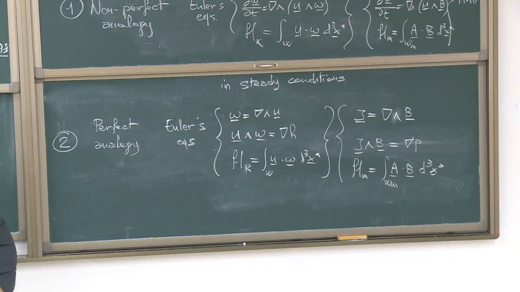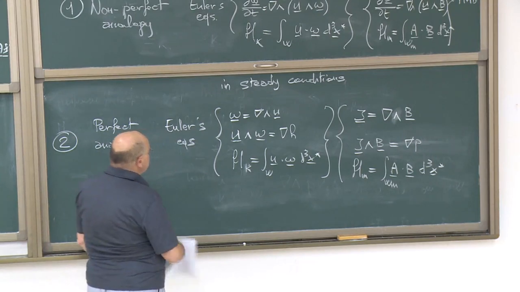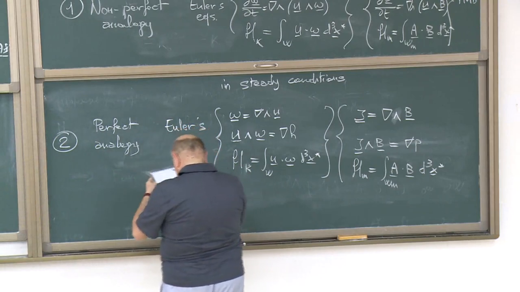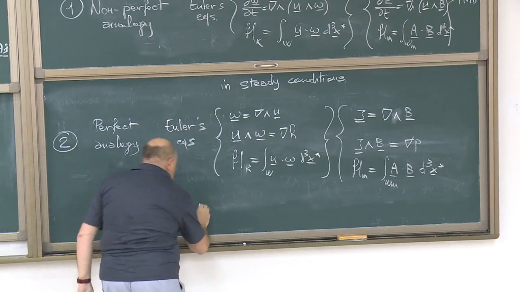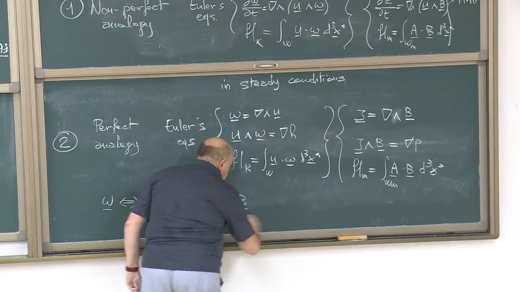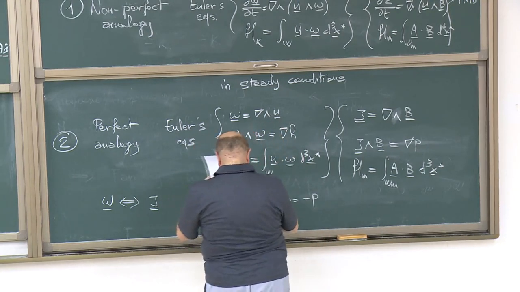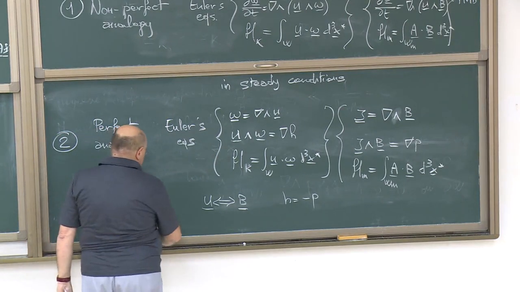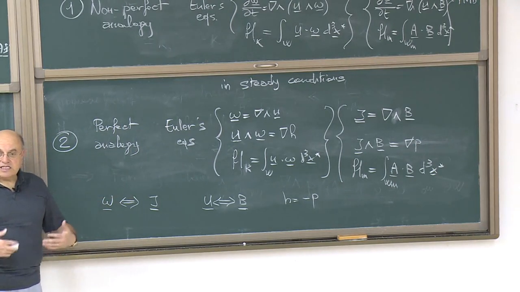Now, in this case, it exactly satisfies this perfect analogy. So we have an analogy here, not really between B and omega, but between the electric current and omega. So the analogy is omega corresponding to J, and U corresponds to B, and H would correspond to minus P. There is a minus somewhere I'm missing in the notes as well. So this allows us to use this analogy to inspect properties.